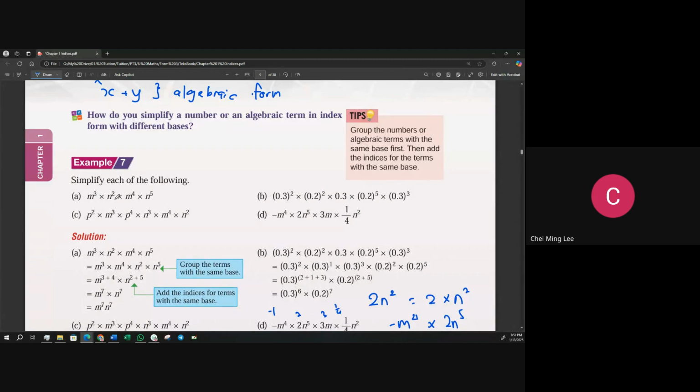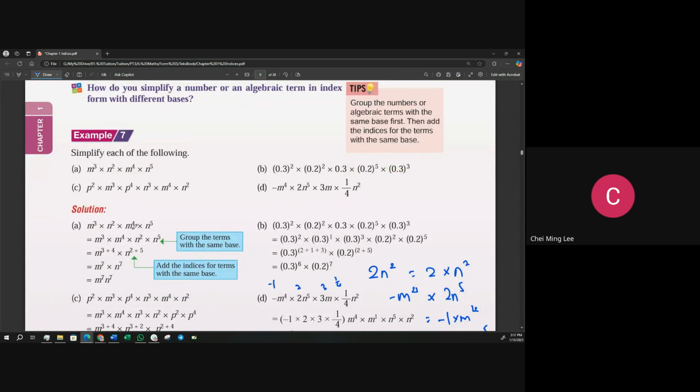So m cubed times n squared times, so we just make it side to side. We rearrange m on the left and n on the right, group it like this. So m to the power of 3 times m to the power of 4 times n to the power of 2 times n to the power of 5. So with this, you're going to do this one first, followed by this one. Okay, so this is how you do it. It means that we make it like 3 plus 4 and 2 plus 5, so that you will get m to the power of 7 times n to the power of 7.